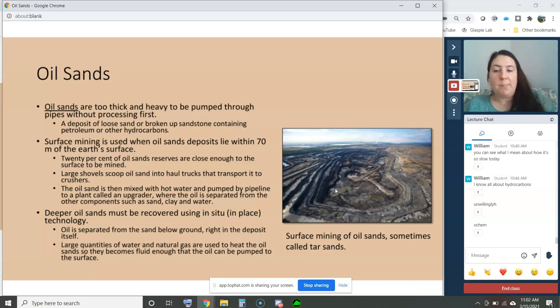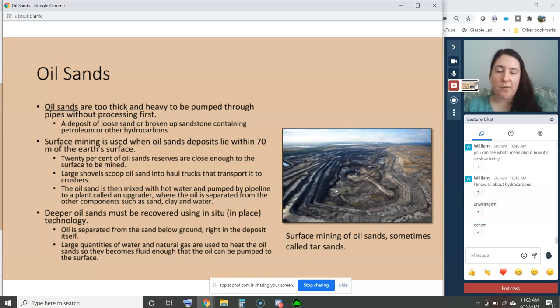So the oil is separated from the sand below ground, right in the deposit of the tar sands. To do this, a large quantity of water and natural gas are used to heat the oil sands with steam until they become fluid enough that the oil can be pumped to the surface. And so that's even more expensive to do and requires a lot of technology to extract those resources.